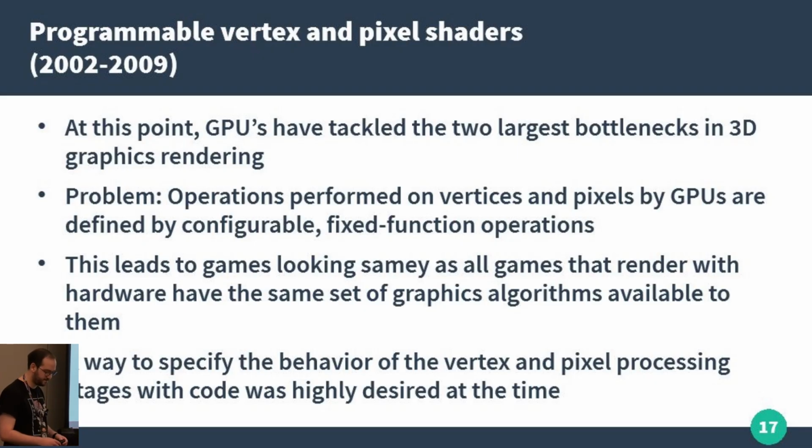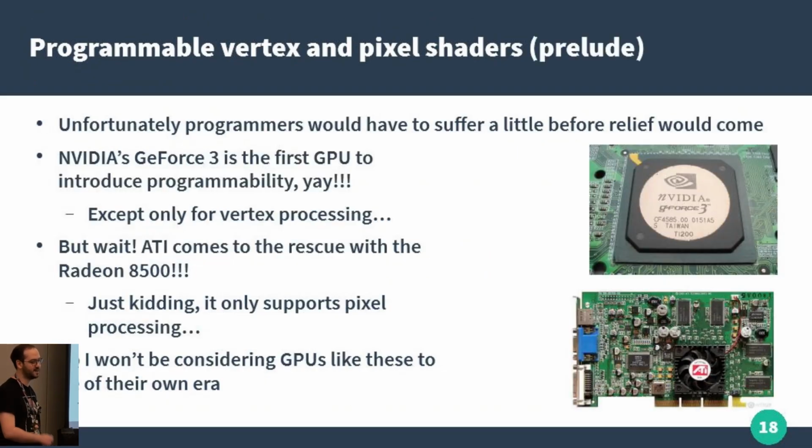But at the end of the day, all games that implement renderers that use the GPU are going to look kind of samey because they all have the same fog model available to them, they all have the same lighting model available to them. You can't do anything special with the vertices yet. And so it was highly desired by developers at the time to be able to specify what happens in the vertex and pixel stages, just like with code, like anything else. They really desired it, but unfortunately they would have to suffer for a little bit longer.